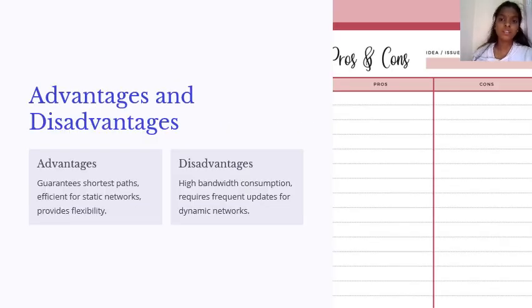Next are the advantages and the disadvantages of this algorithm. First, the advantages. It guarantees the shortest paths, is efficient for static networks, and provides flexibility. It will find the shortest path between any two nodes and is efficient for static networks, where the network doesn't fail.